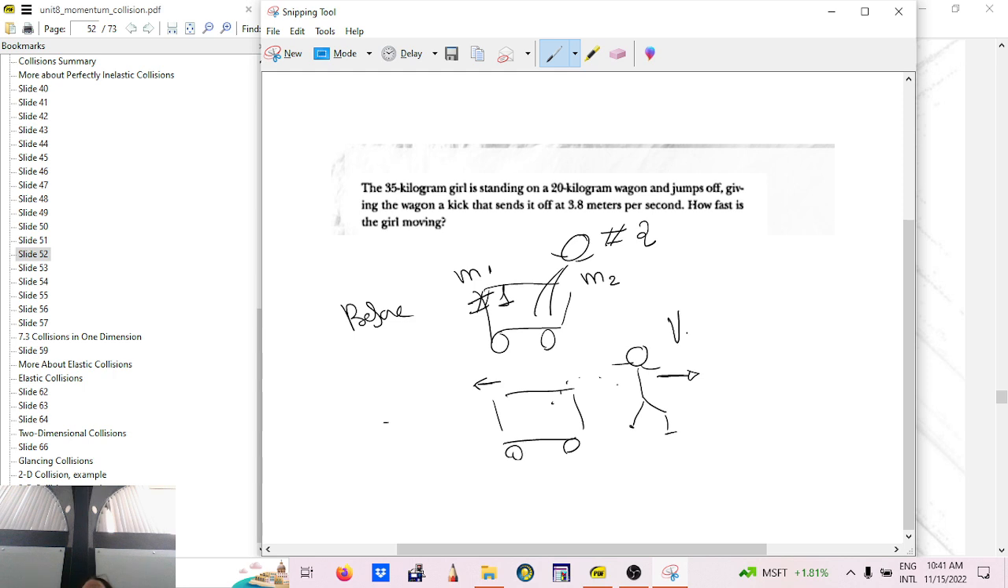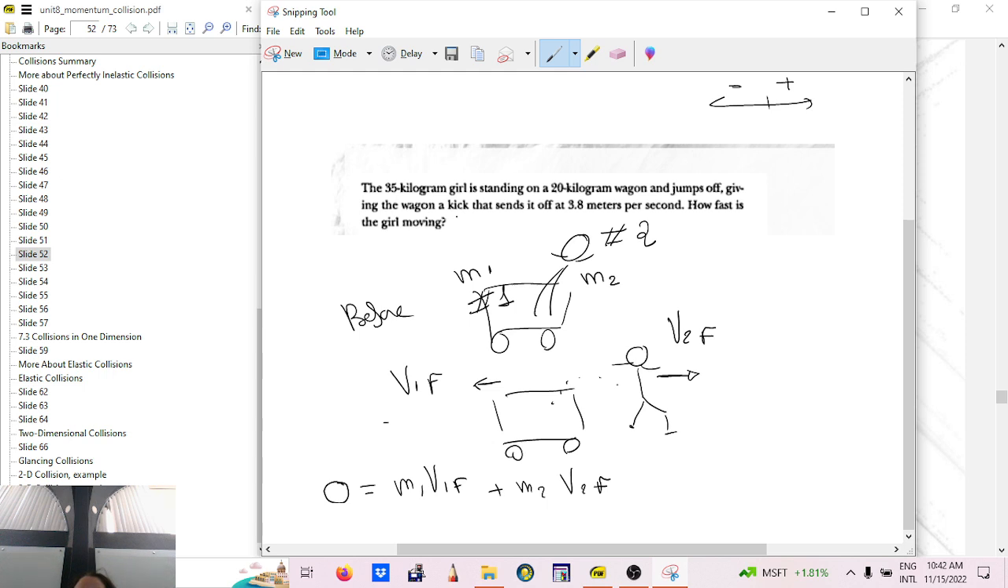So I'm going to call that V2 final, and this one will be V1 final. It's a recoil situation, so that means before is zero. After it's going to be M1 V1 final plus M2 V2 final. Then I have to be very careful to decide that, for example, left is negative, right is positive.